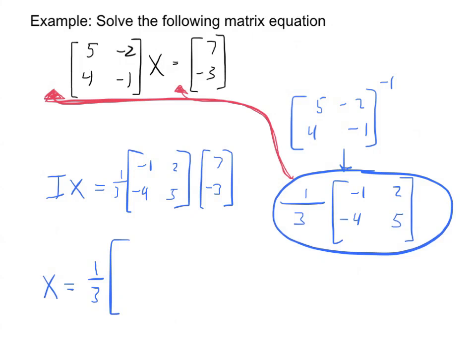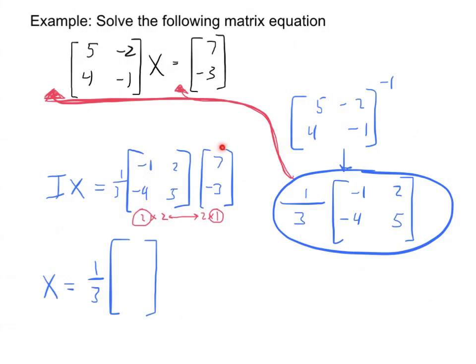Now, it's interesting to note, this matrix is 2x2, this matrix is 2x1, so because these two numbers here are the same, I can multiply these. What will the dimension of the resulting matrix be? It should be 2x1. In other words, it's going to be another little column matrix. Alright, so this should be real quick.